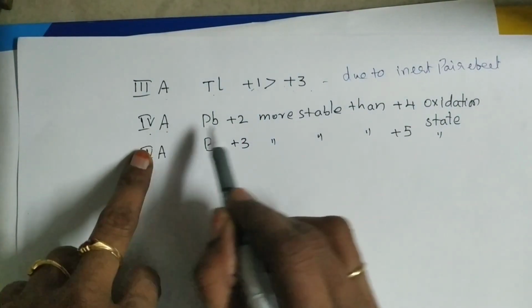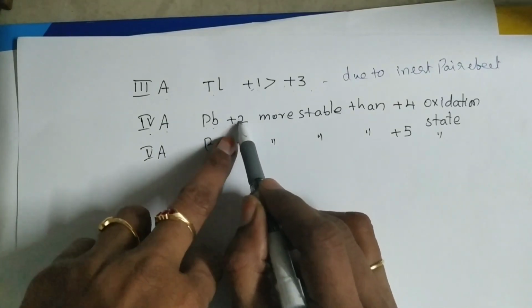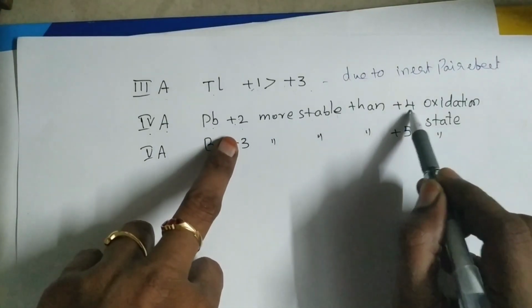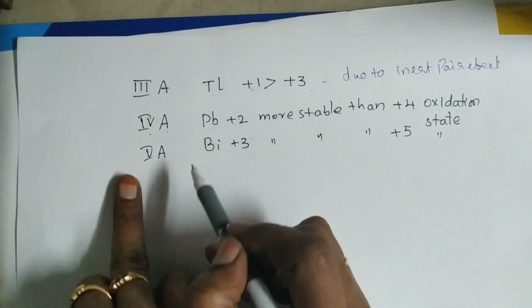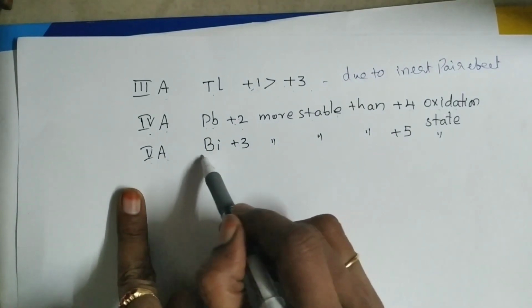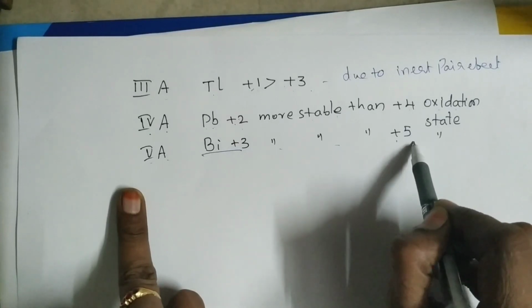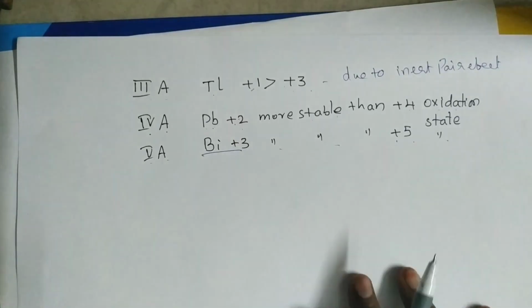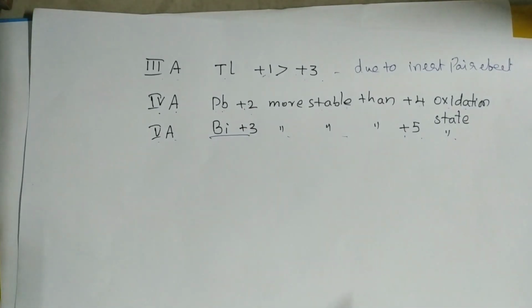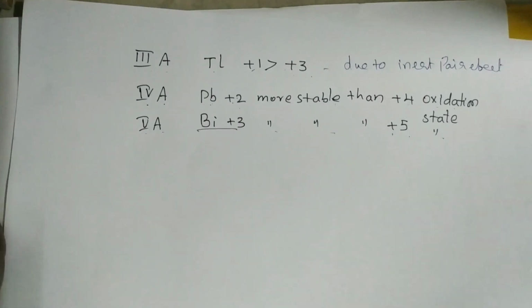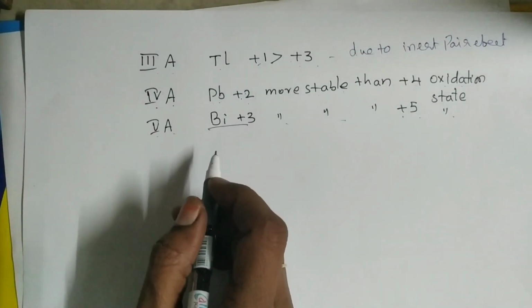Fourth group elements, lead. The +2 oxidation state will be more stable than the +4 oxidation state. And when it is coming to the fifth group elements, bismuth, the +3 oxidation state is more stable than the +5 oxidation state. So these we should remember definitely. You should not forget about this. And then I will show you with electronic configuration.